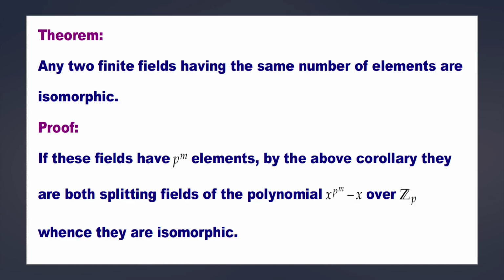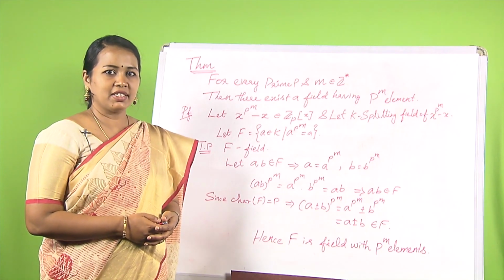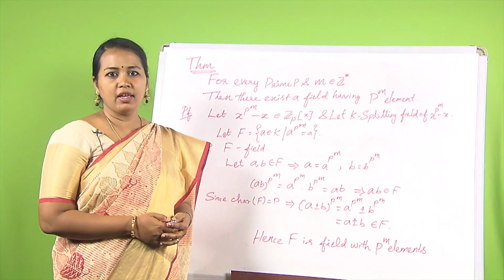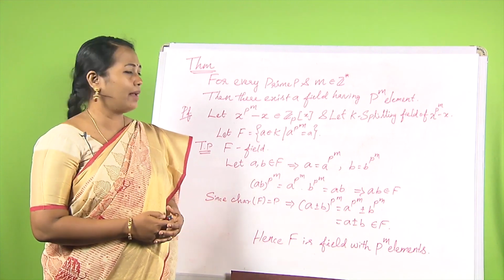Let us discuss some theorems here. The first theorem is: any two finite fields having the same number of elements are isomorphic. The proof: if these fields have p^m elements, by the above corollary, they are both splitting fields of the same polynomial x^(p^m) minus x over Z_p, whence they are isomorphic. Let's see the next theorem. For every prime number p and every positive integer m, there exists a field having p^m elements.